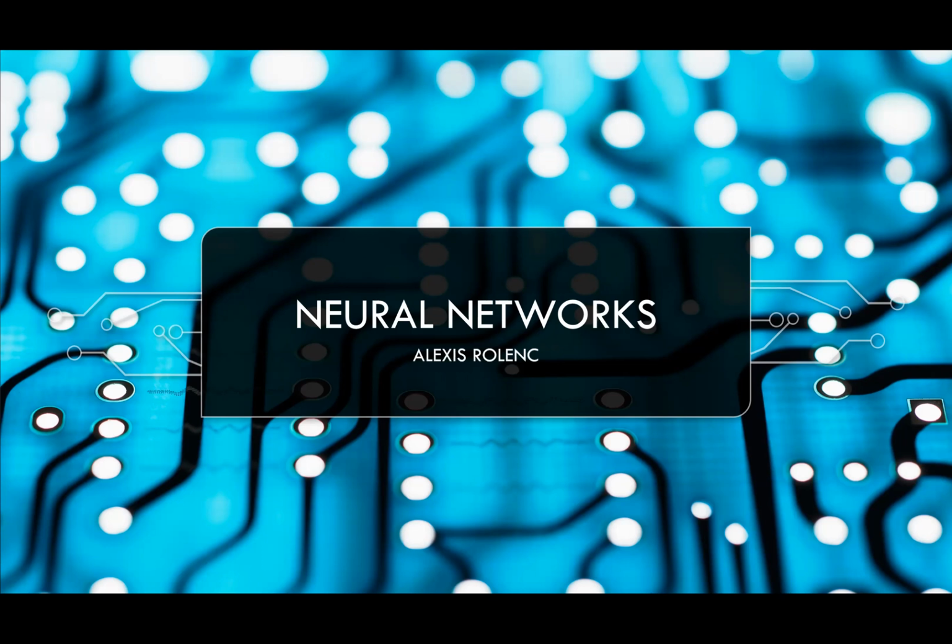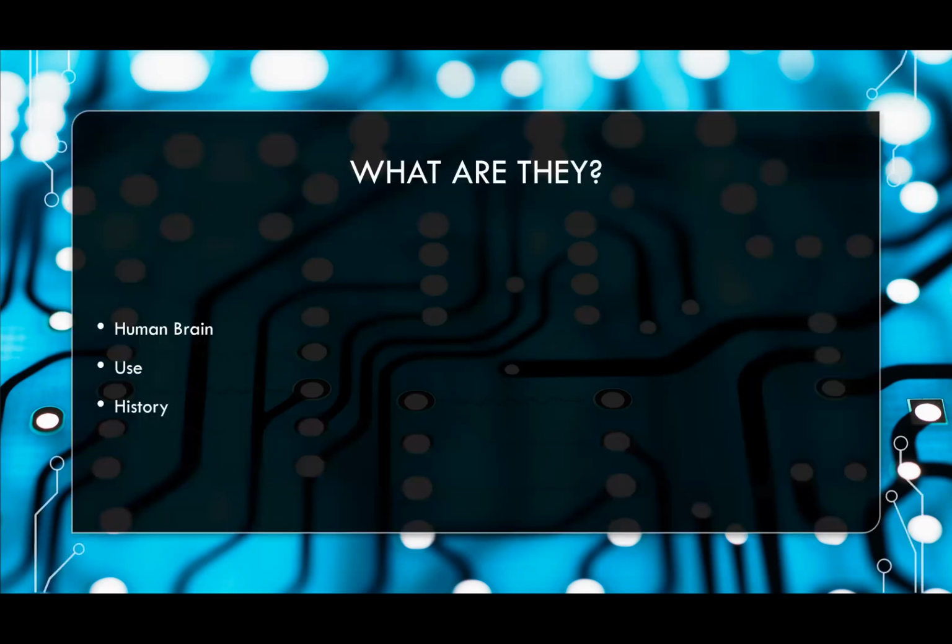Okay. Go. So I decided to do my topic on neural networks. Just the past couple of years, I've been really interested in artificial intelligence, and that's a huge part of that. So I guess, first off, what are they? Neural networks are brain-inspired systems intended to replicate the way a human being thinks and learns.